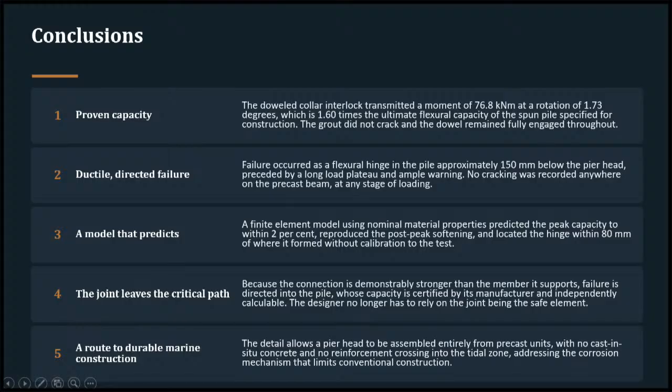Another main thing is that the model is very capable of predicting what happens and where the failure would occur. So even before building any experimental setup, we can validate through our numerical model. And since the joint is not the critical part, we can optimize whatever elements we need. Another conclusion is that we can opt for durable marine construction by using these precast construction methods. So here are some references, and thank you.